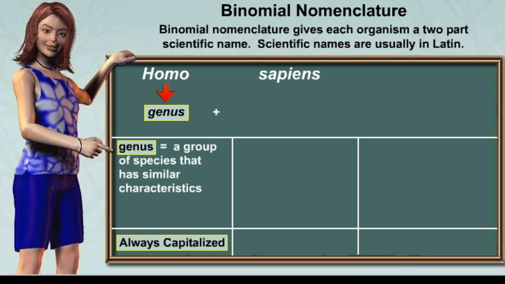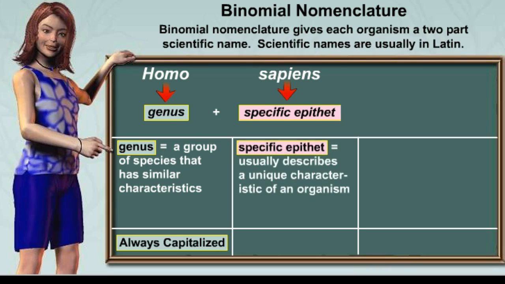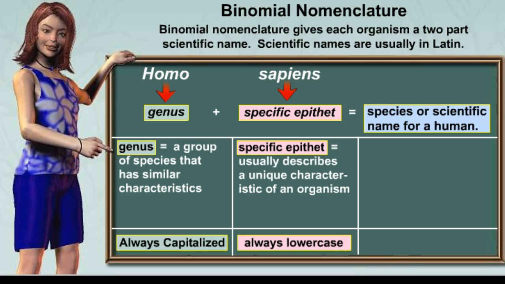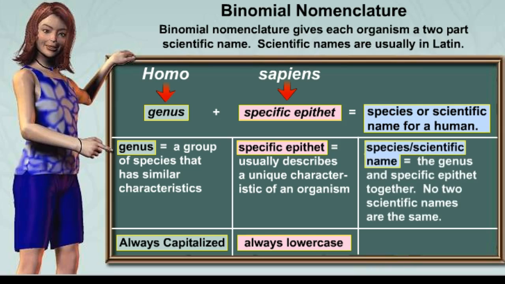The second word of the two-part name usually describes a unique characteristic of an organism. This word is called the specific epithet, and it is always lowercase. The two together form the species or scientific name for a particular organism. This name is always italicized. No two scientific names are the same. This prevents confusion between species.